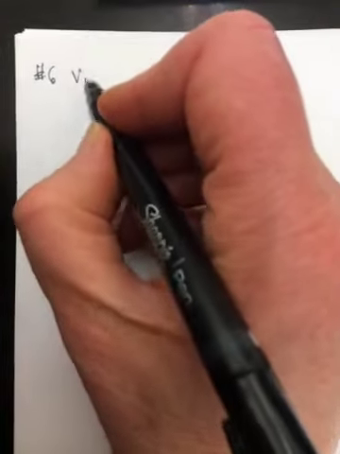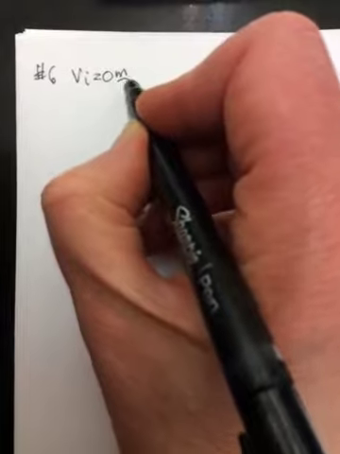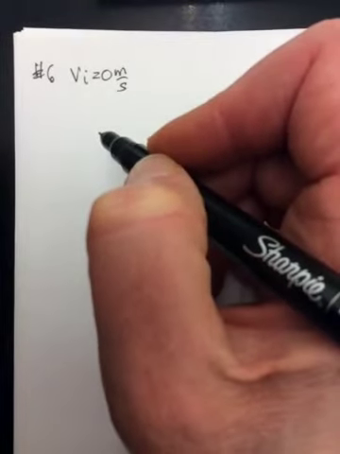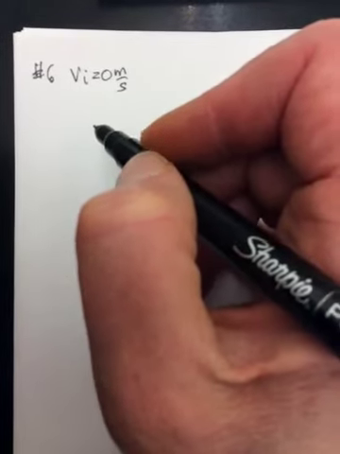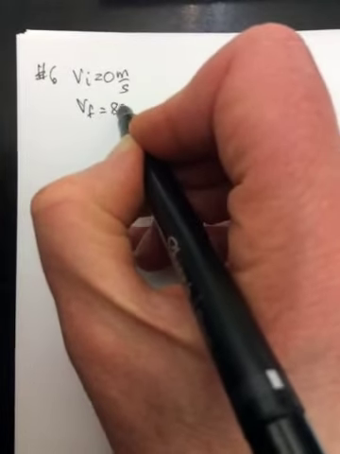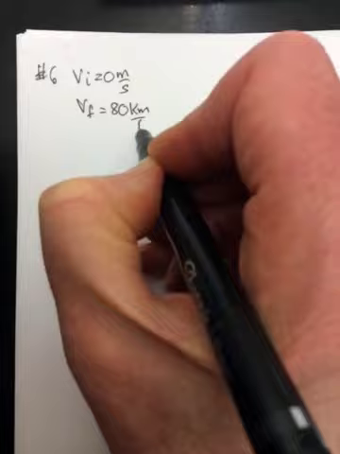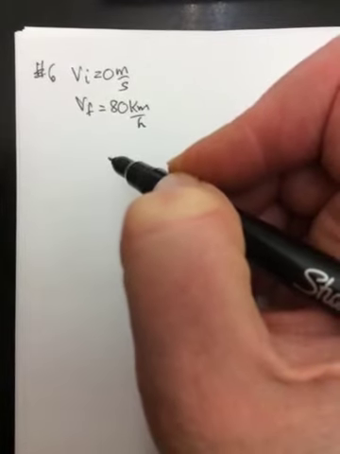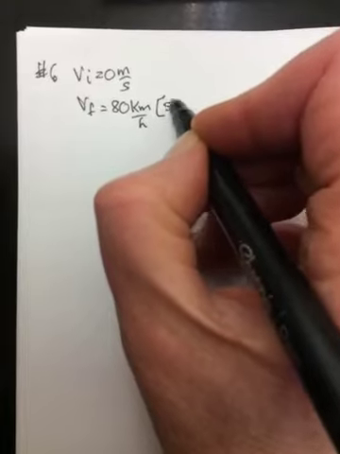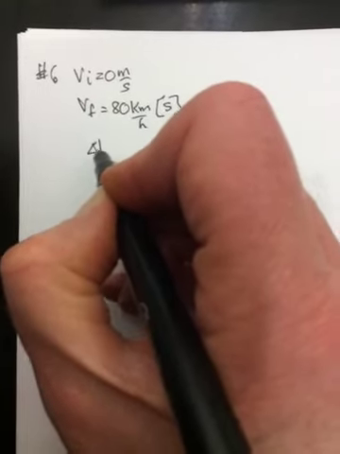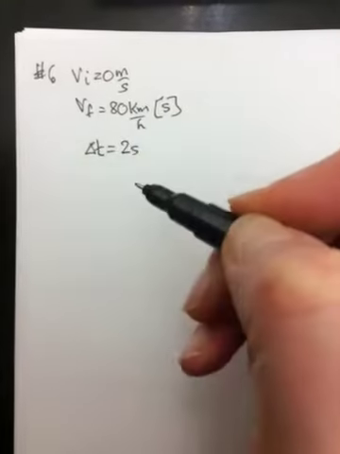Okay, so let's take a look at number 6, which says a cheetah starts from rest. VI is 0. And accelerates through a velocity of 80 kilometers per hour. So VF is 80 kilometers per hour south, in 2 seconds. Delta T is 2 seconds.